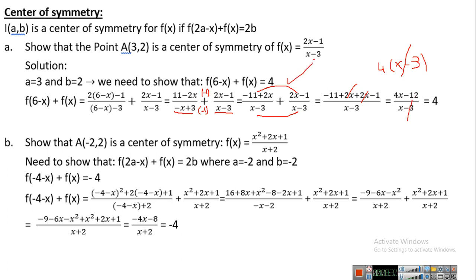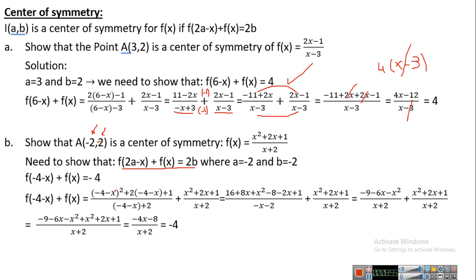So we showed that we have a center of symmetry. Another example: show that the point (minus 2, 2) is a center of symmetry of this one. What we need to show is that f of 2a minus x plus f of x equals b, where a is minus 2 and b is 2. So I want to show that f of minus 4 minus x plus f of x equals b. Here it's minus, sorry, it's equal to minus 4.